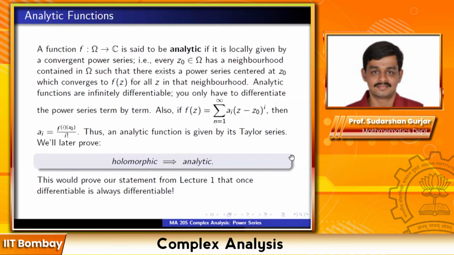Thus, once you know the power series, you know the function. But if you know the function, you also know its power series because you know all the coefficients. It can be computed in terms of the function. a_i is equal to the ith derivative at z0 upon i factorial. So the function and its power series expansion carry the same amount of information. So thus an analytic function is given by its Taylor series.